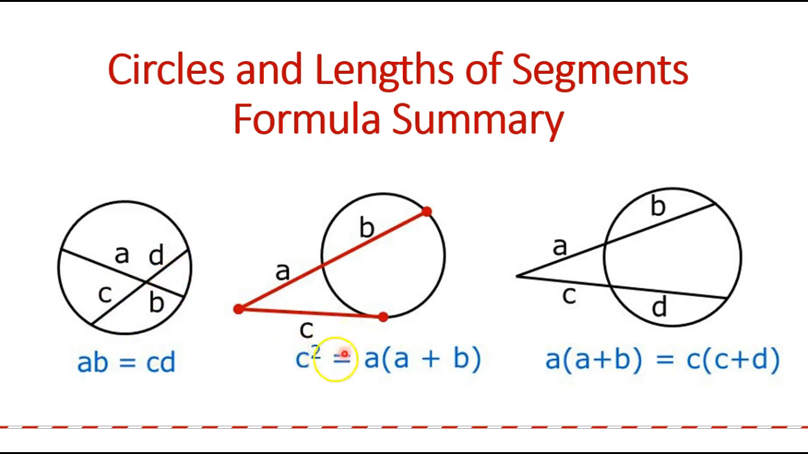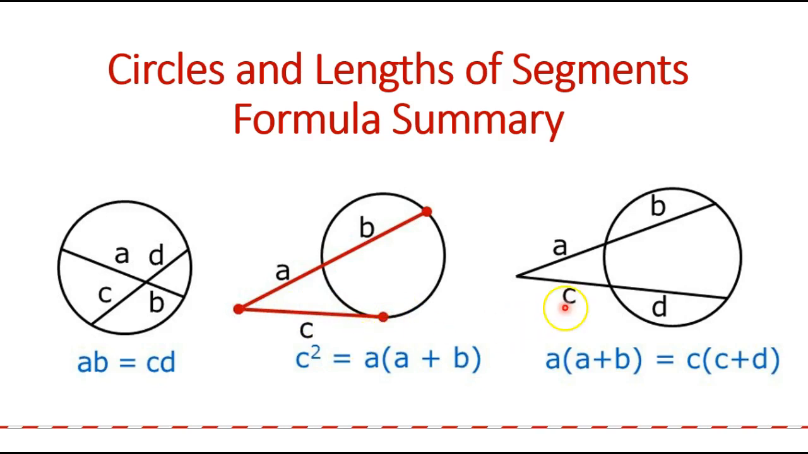And here, this is when you have one tangent and one secant. Think of it outside; the angle is outside. So you add the whole length: A plus B is the whole length of the secant, times the part that is outside the circle, which is A. You multiply the whole length by the part outside the circle, and that is going to equal the tangent multiplied by itself.